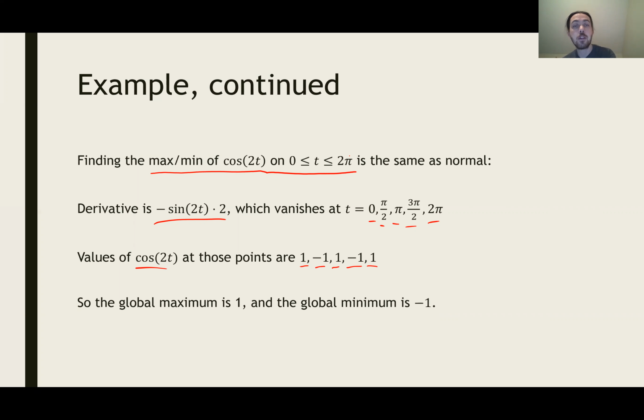And normally, we'd have to check the boundary as well. I'd have to check t equals 0 and t equals 2 pi, but I already kind of did that. I plugged in 0 and 2 pi and found that the value was 1 at both of them. So we've already finished that step. And so the global maximum, the biggest this function ever gets, is equal to 1, and the global minimum, the smallest this function ever gets, is minus 1. So that concludes this example.